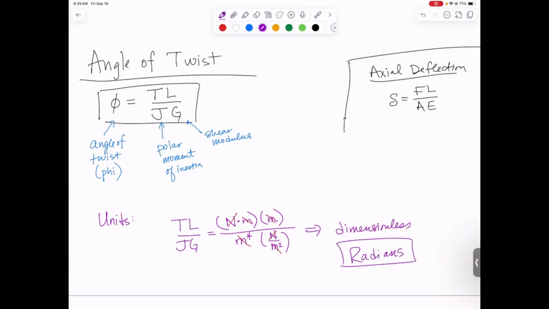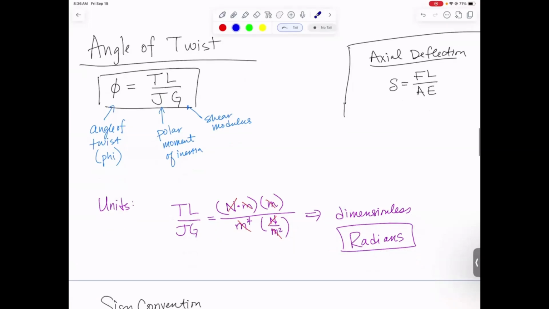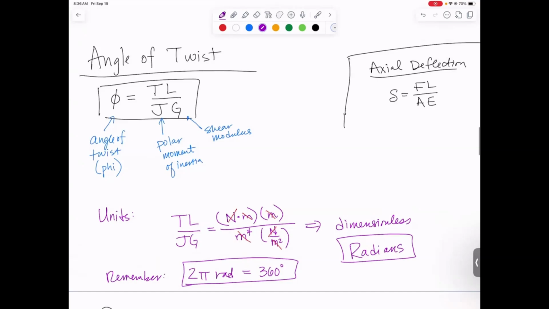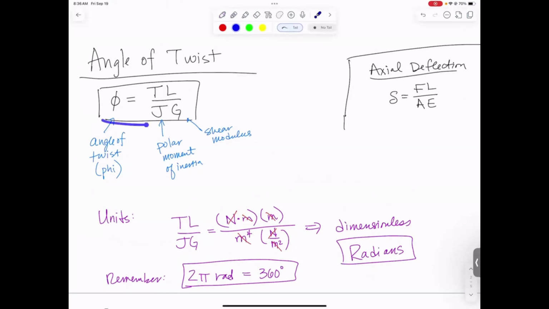So when you plug everything into this equation, whether you're in English units or SI units, you're going to get something dimensionless, or you should if you convert all of your units correctly. Dimensionless means radians. Sometimes the textbook's going to ask you, what is the angle in degrees? There are 2 pi radians in a whole circle, and there are also 360 degrees. So you may occasionally need to make a conversion factor to go from radians to degrees when you're done. But the equation itself will not give you degrees. The equation itself will give you radians. This is your general angle of twist equation.